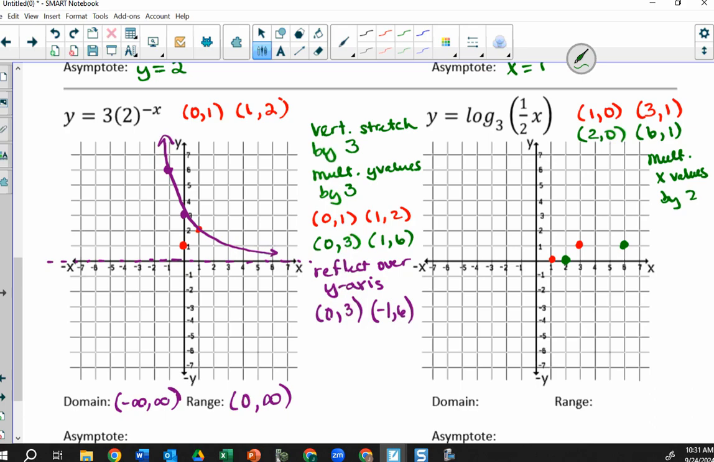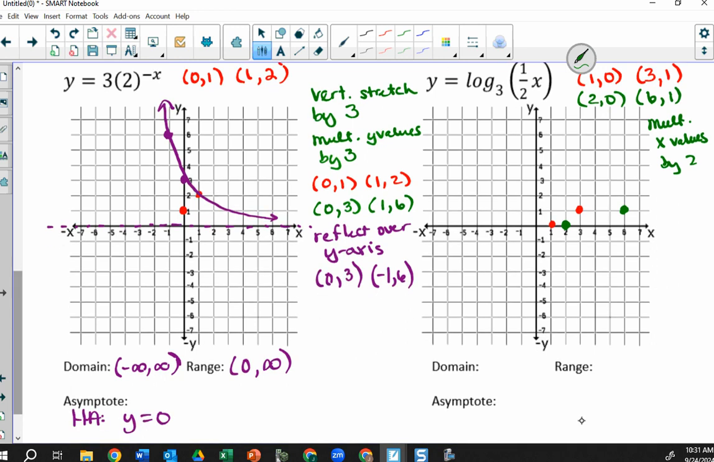Okay, vertical asymptote. It was at 0, multiplied by 2. Does that change anything? It's still at 0. The only thing that changes a vertical asymptote is if you actually shift left or right. There's no shift, so your asymptote is still at x equals 0. So then you can draw maybe your shape. What's our domain?